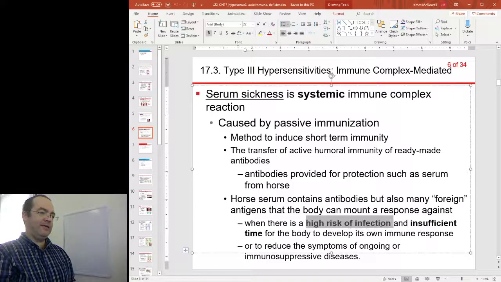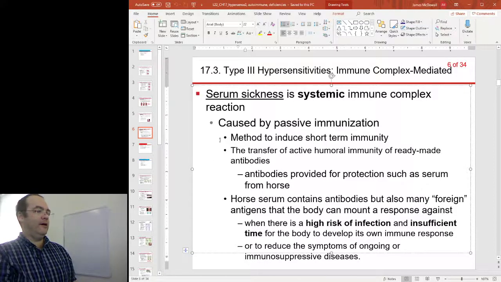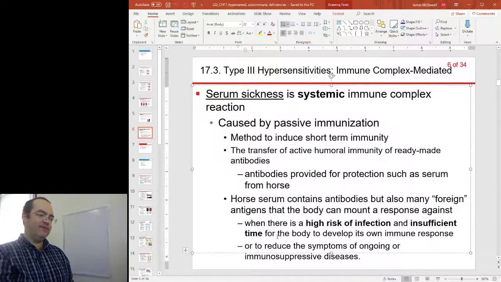But it's a side effect of a sometimes needed treatment when there is a high risk of detrimental conditions or even death, in the case of the snake bite. We can also use passive immunization to bolster the defenses of people who have become immunosuppressed.